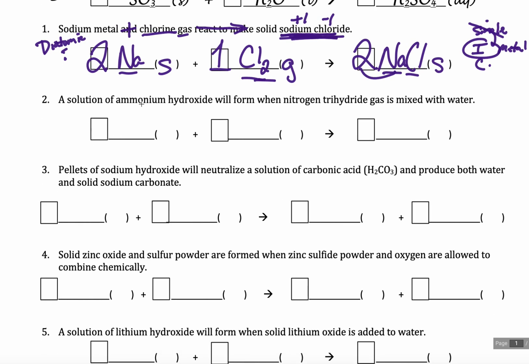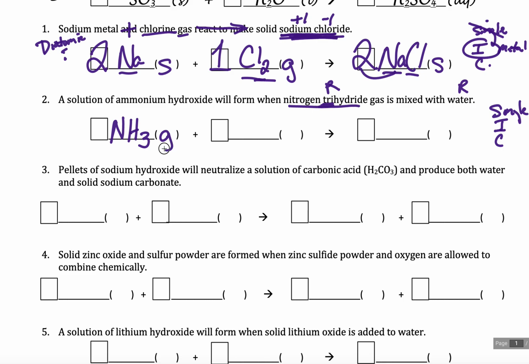Now the next one. A solution of ammonium hydroxide will form when nitrogen trihydride gas, this is one of our reactants, is mixed with water. So nitrogen trihydride. We know it's not a single element. Is it ionic or is it covalent? Well, I see prefixes. The prefixes are a dead giveaway, it's covalent. Plus, neither one of these is a metal, so it can't be ionic. So I'm going to use my prefixes to write my formula. N, and then I see a prefix here, tri, comes after the H as a 3. So it tells me there's 3 H's.